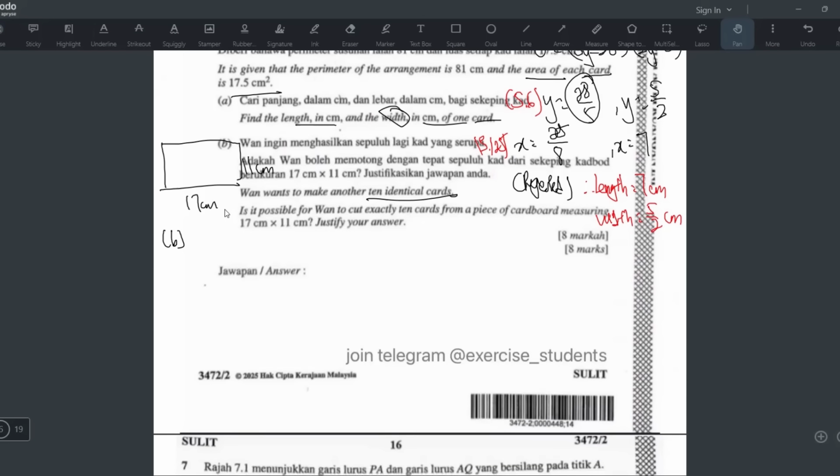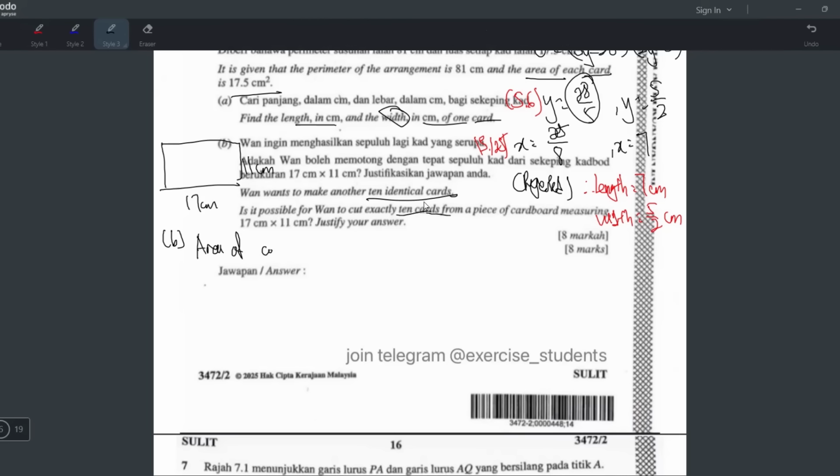So I think you have to use area, correct? Yeah, use the area, right? So find the area of cardboard, and then find the area of 10 cards, and then we will compare the two, then we will know whether it's enough or not. Yeah, whether the surface area is enough to get 10 cards or not.